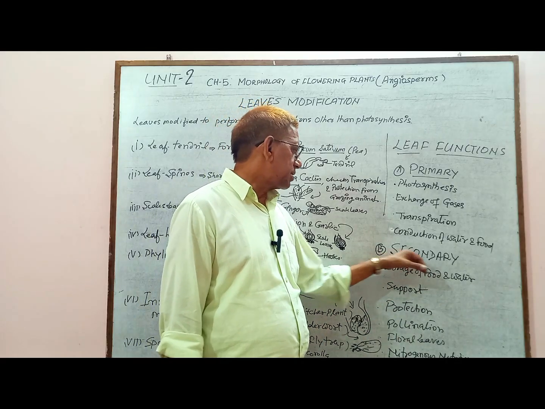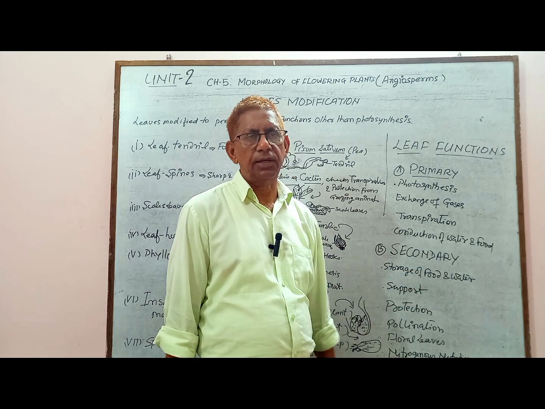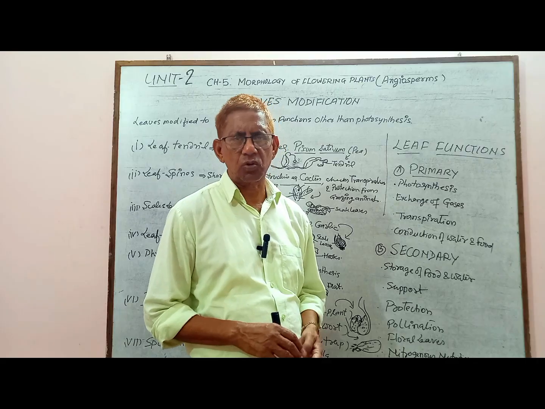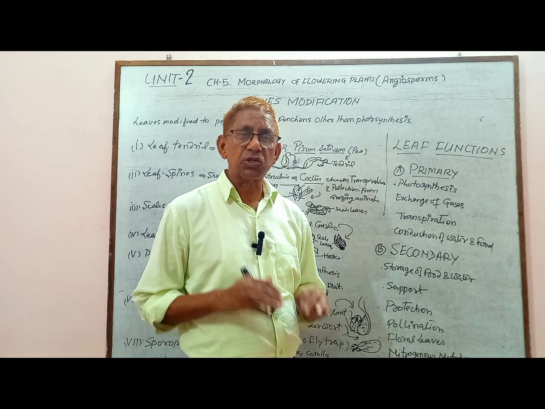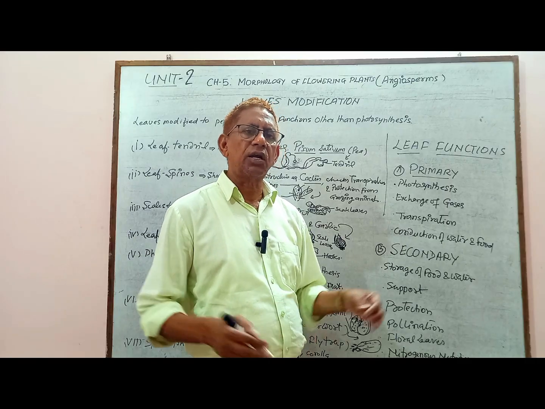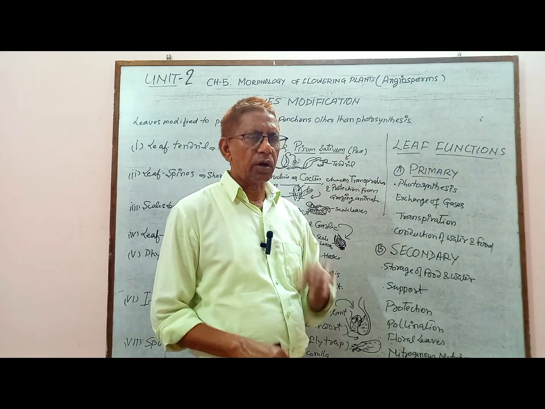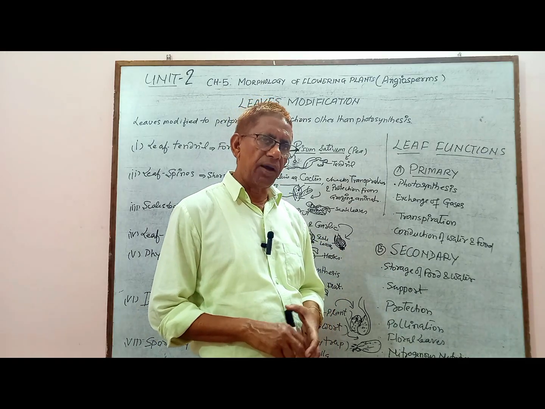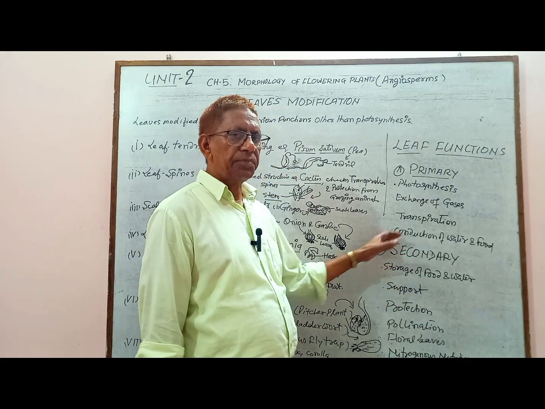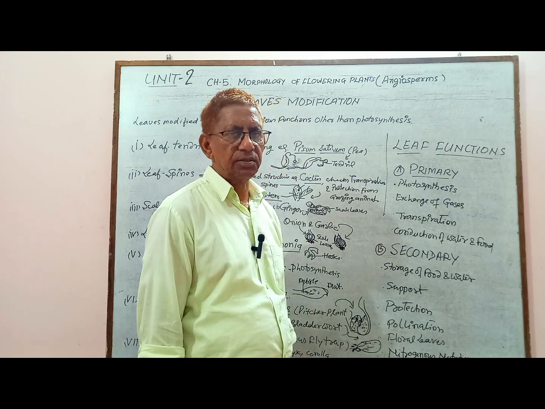So first, the secondary function, that is the storage of food and water. Whatever the process in which food is manufactured by photosynthesis, the leaves are responsible for the formation of the food. Some food is also stored in the leaves, though it is translocated to various parts of the body, but mainly it is also present in the leaves. So the leaves also perform the function of storage of food and water.